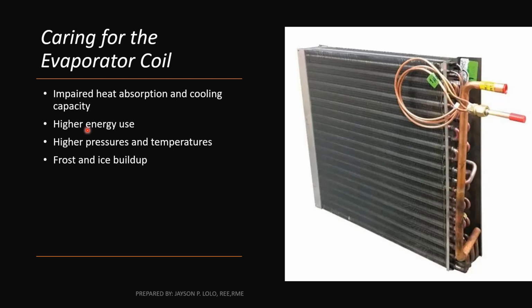So, 2. Higher energy use. Even a fine layer of dust on the evaporator coil reduces its efficiency. The dust acts as an insulator, keeping the heat in and air away from the cold coils. That means the coil can't absorb as much heat as it can when clean. So your system will have to run longer to reach the indoor temperature you want, which means it will use more energy because it isn't absorbing enough heat.